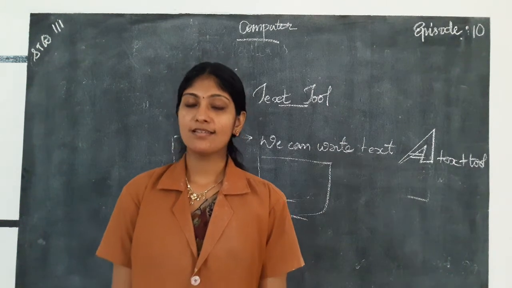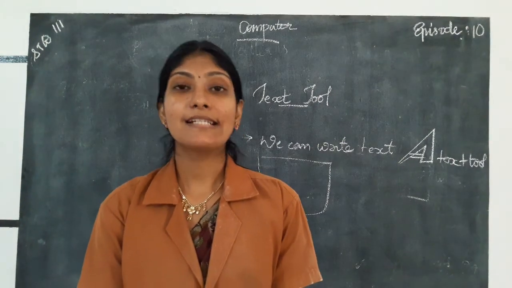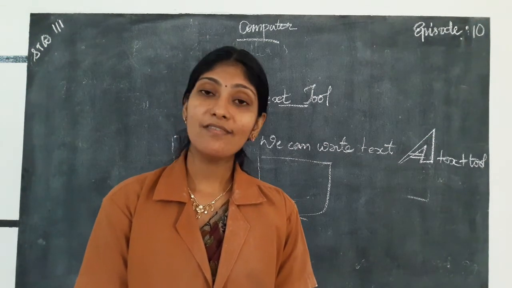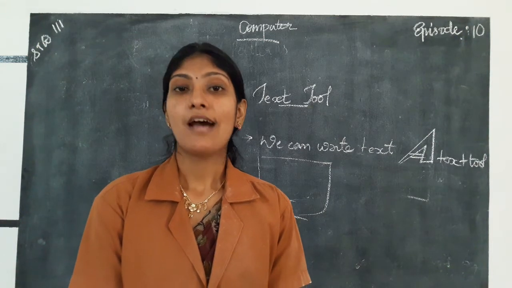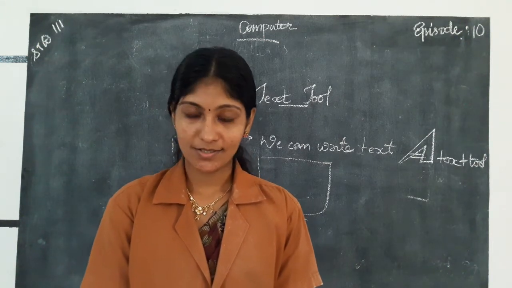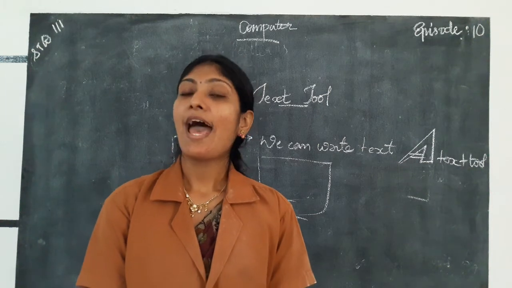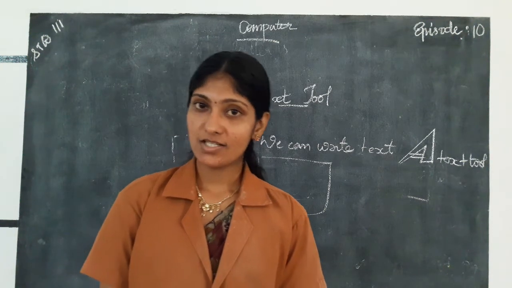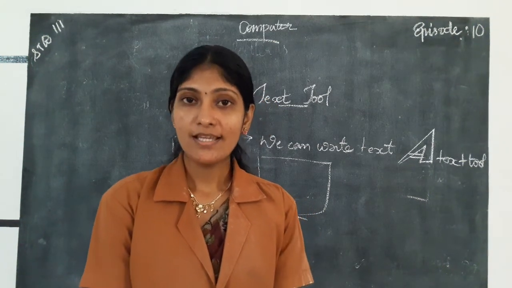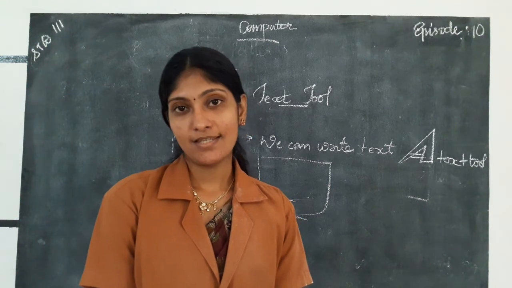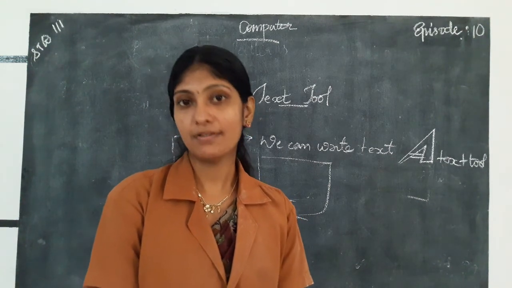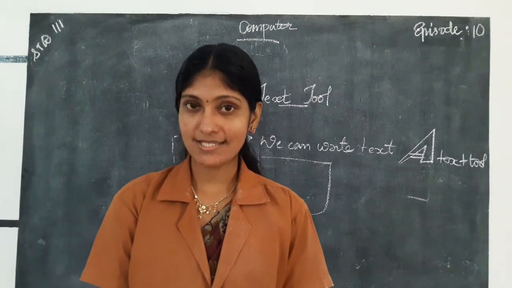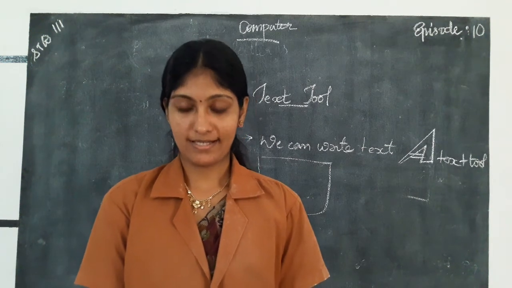The next is text tool. Using the text tool, we can enter or type the text, messages, etc. So where do we get the text tool? Under the Home tab, there is a text tool. So you can click the text tool and then there is a selection area. Click there and enter the text. Finally, you can edit the text using font size, font type, font color, background color, etc. So, text will be created on the paint screen.